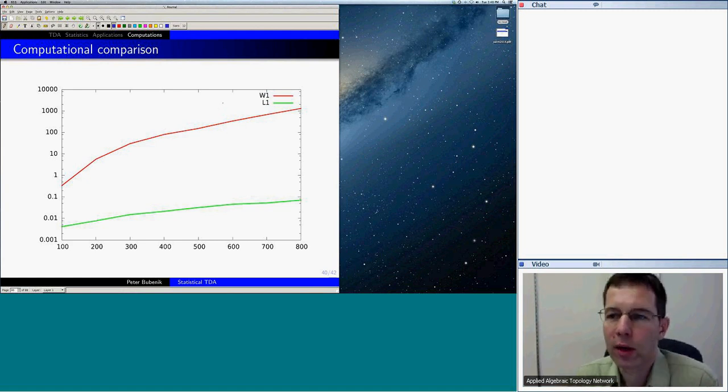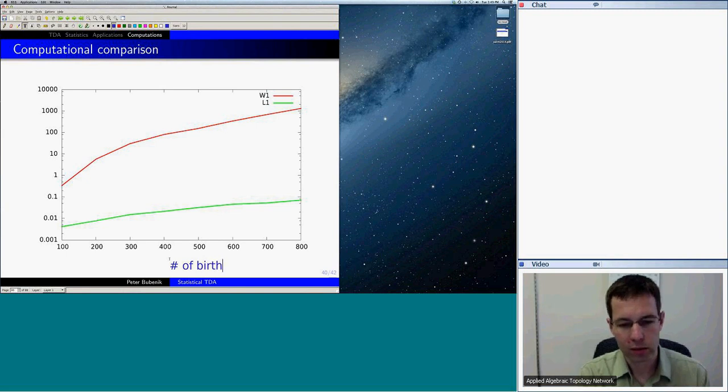If we have persistence diagrams, one of the main things we'd like to be able to do is calculate distances between them. And this can be computationally quite expensive if we have a large number of birth-death pairs. Here, on a log scale, the bottom axis is the number of birth-death pairs, or intervals in the barcode.